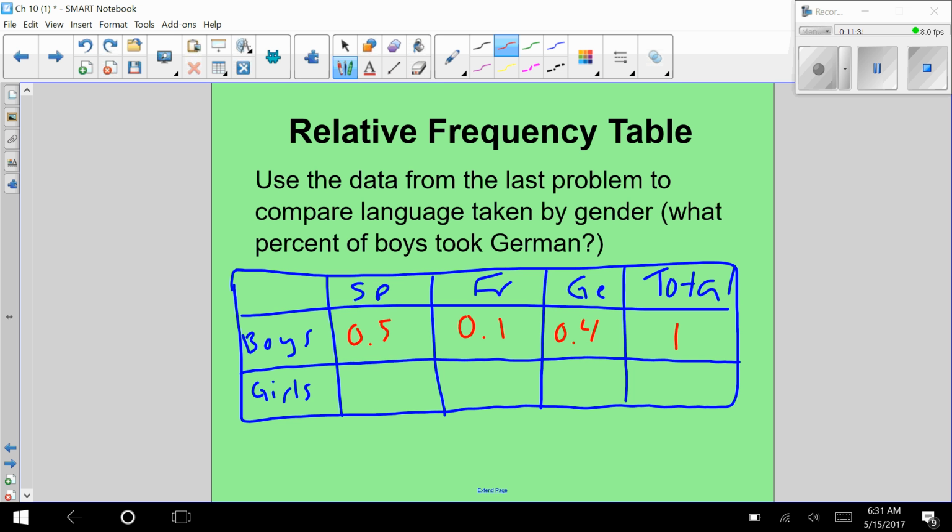For the girls, we had 15 took Spanish out of 30, which gives me 0.5. 12 out of 30 took French, which gives me 0.4. And 3 out of 30, 0.1, and that all adds up to 1. We would then use this table to make some conclusions, but for now we're just making it.